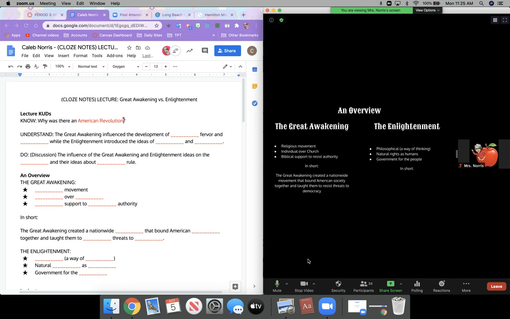So in short, under the Enlightenment, those thinkers awakened American colonists to the idea that they have liberty and rights, and that it should be a democratic government. A government that's for the people, by the people.